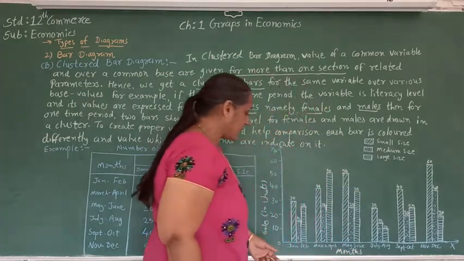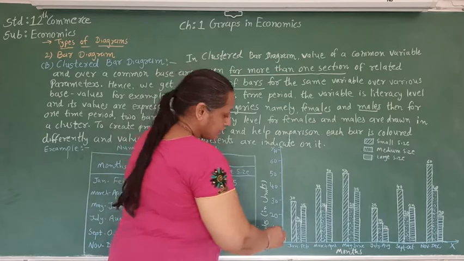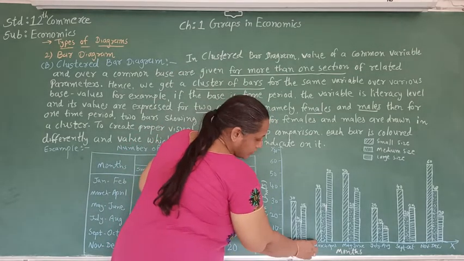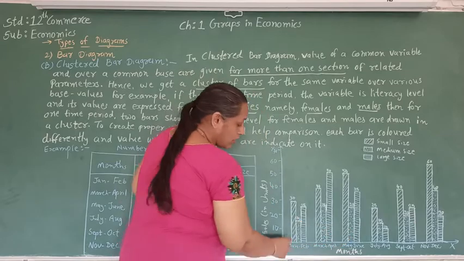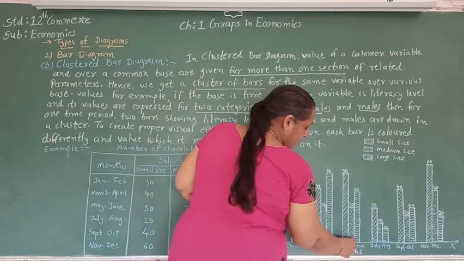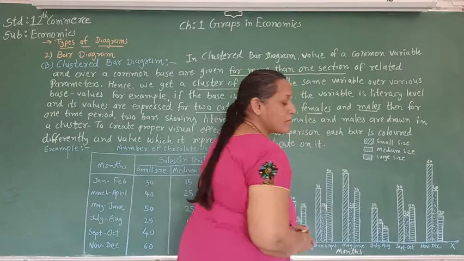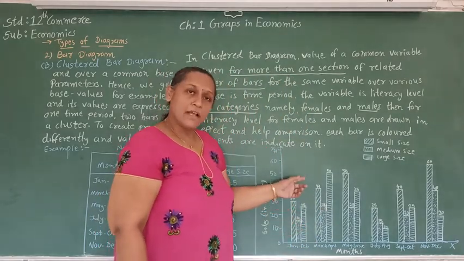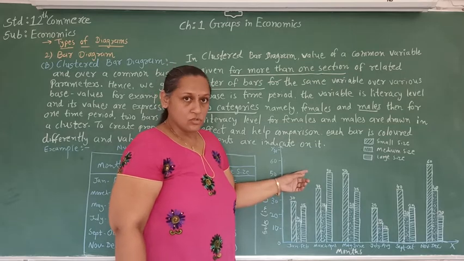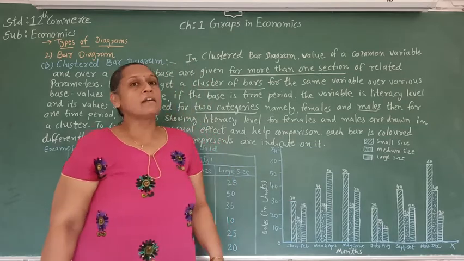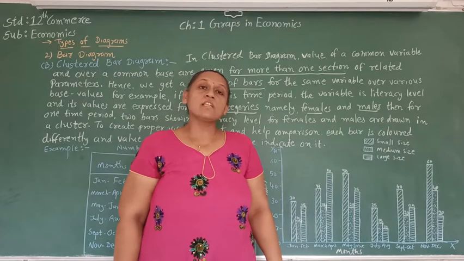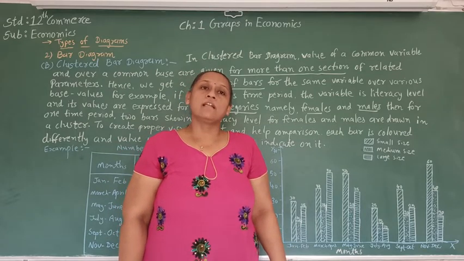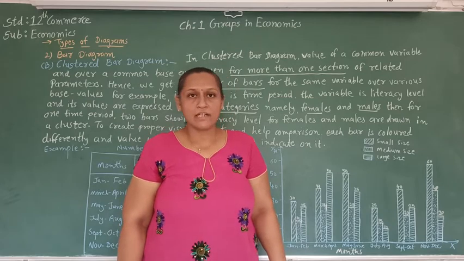And here again we have to keep in mind that the distance from the origin to the first bar must be kept the same, and the distance between all the bars must be kept the same, so that the graph looks attractive, clean and neat. So students, this is our cluster bar diagram. You may note this down in your notebook, and in our next video we are going to understand the last bar diagram, that is divided bar diagram.